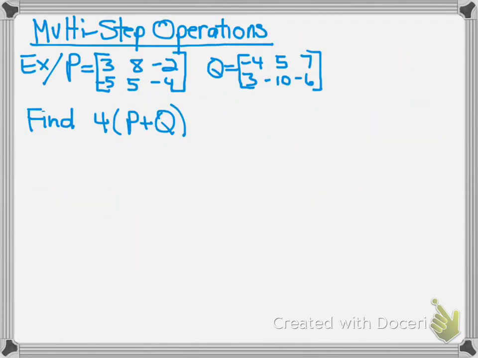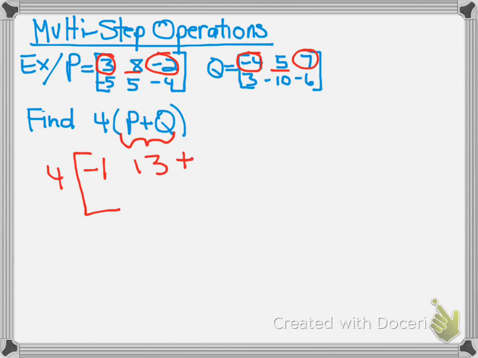So sometimes we're going to have to do multi-step operations. The following example, I have 2 matrices, P and Q. And I need to find 4 times the quantity of P plus Q. Just like normal, we have to do order of operations first. So I have to do what's inside the parentheses first. So I'm going to do 4 times P plus Q. P plus Q is going to give me 3 plus -4, which is -1. 8 plus 5, which is 13. -2 plus 7, which is 5. -5 plus -3, which is -2. 5 plus negative 10, which is negative 5, and negative 4 plus negative 6, which is negative 10.